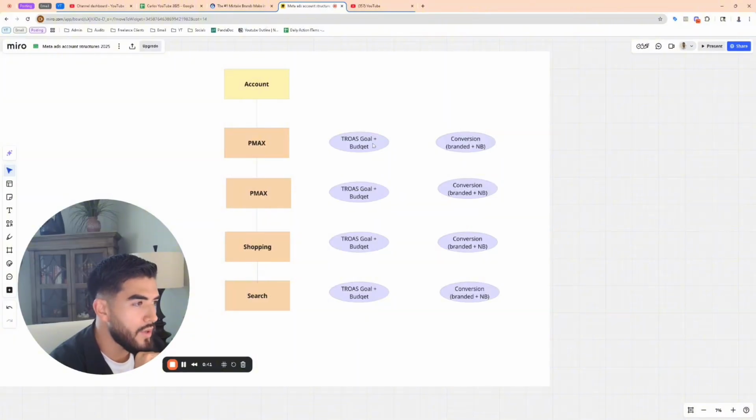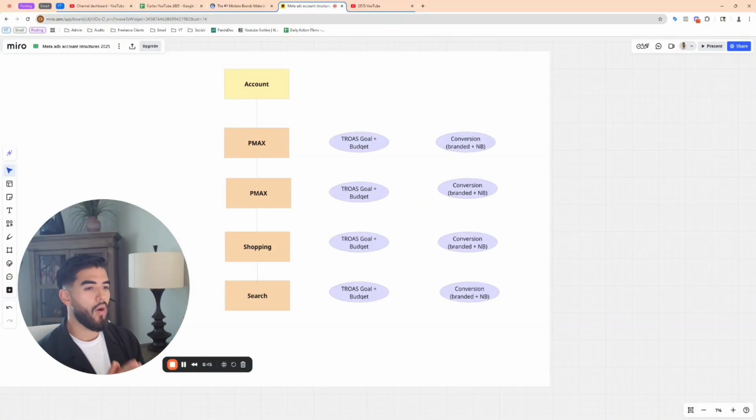And the issue is that the conversions that these campaigns are getting are a mix between branded and non-branded conversions. And that's the biggest issue: there's no segmentation or delineation on campaigns between non-branded conversions and branded conversions. And what happens when you have this issue in your account is you will see performance do really well. And then the second you try to scale it, it drops precipitously.